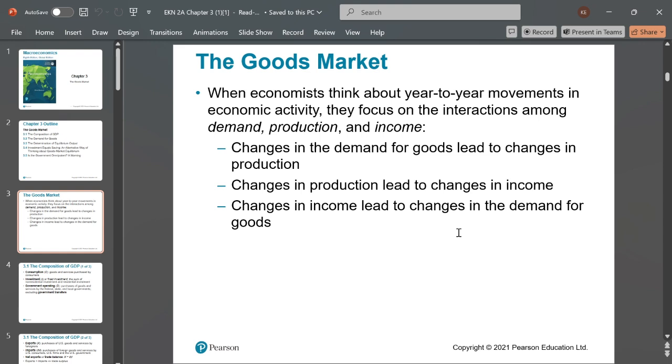When we look at year to year movements, so basically, when we're looking at economic activity across years, maybe from last year to this year, what we are looking at is the changes in demand for goods and services, the changes in production, and the changes in income, right? They say that the change in demand leads to a change in production, and the change in production leads to a change in income, right? So, what do we mean by this, right?